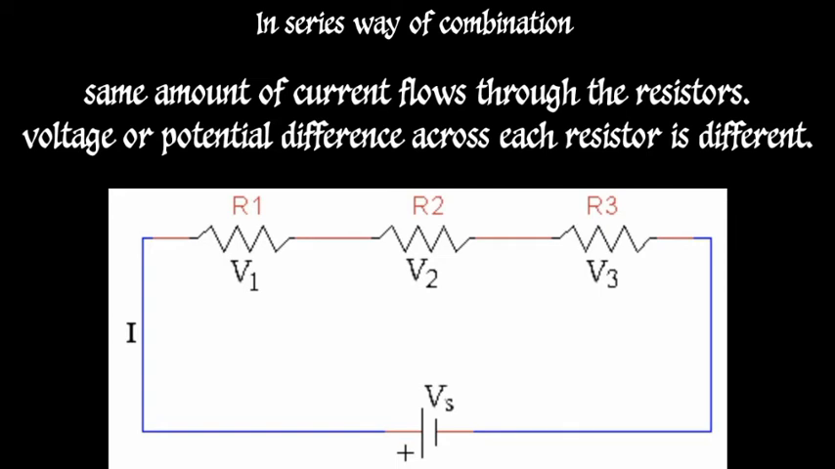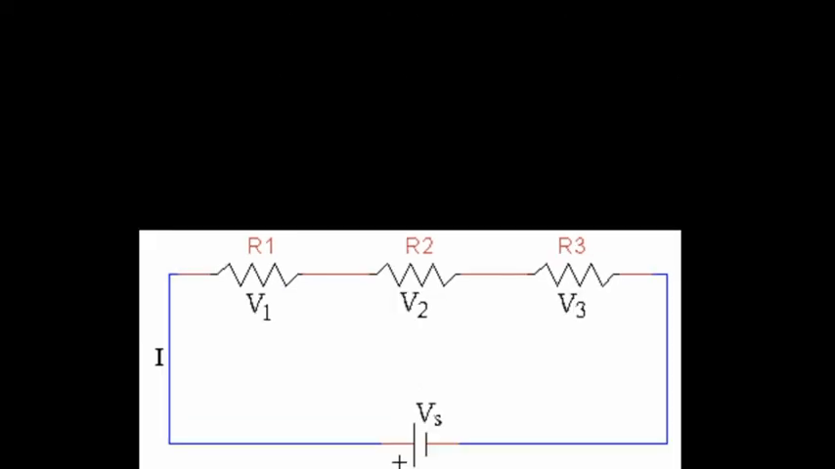So the potential differences across the components are different, but the current flowing through each component will be the same when they are connected in series. In a series combination, only one path is available for the current flow. So the same current flows through each component, and the potential difference across each component will be different.